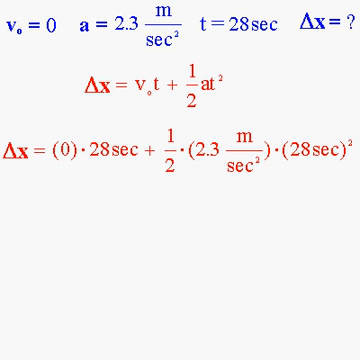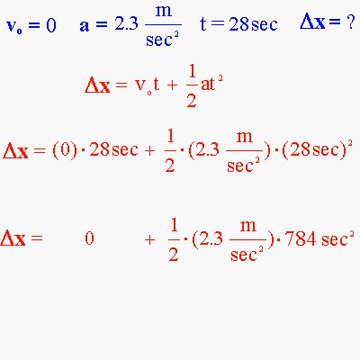So we have an equation for delta x. All we have to do is evaluate it. 0 times 28 seconds is simply 0. If I square 28 seconds, I get 784 seconds squared.